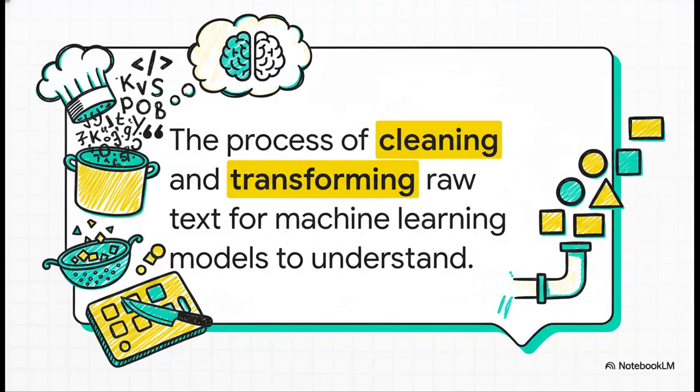I love this analogy. Think of it like you're about to cook a big meal. You wouldn't just throw everything in a pot, right? No way. You've got to wash the veggies, chop the onions, measure out your spices. That's exactly what preprocessing is. It's our digital kitchen prep work.